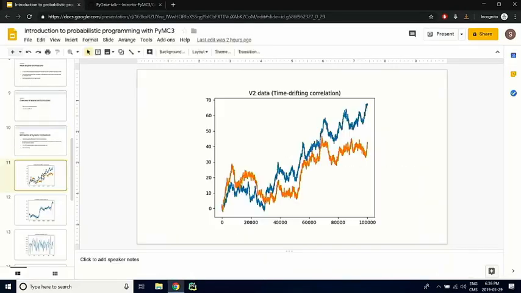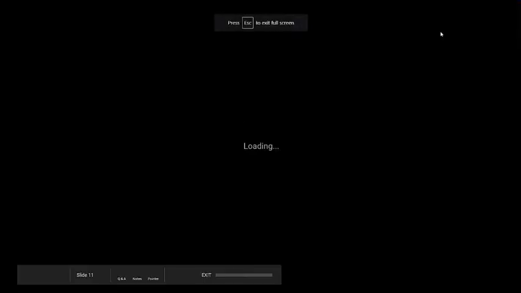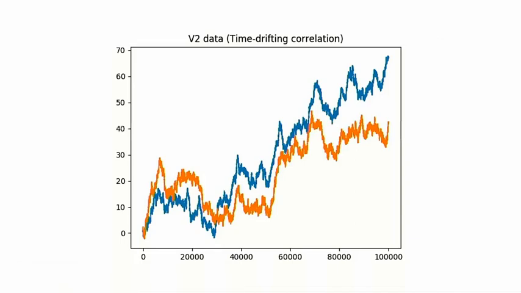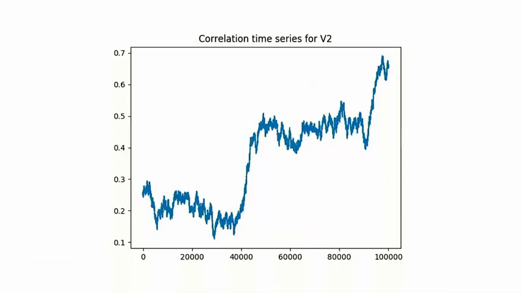So I can show you an example of what it looks like. This is an example of a V2 realization, so X and Y. And this is the correlation that was generated for these two time series. You see that it's something like a random walk.